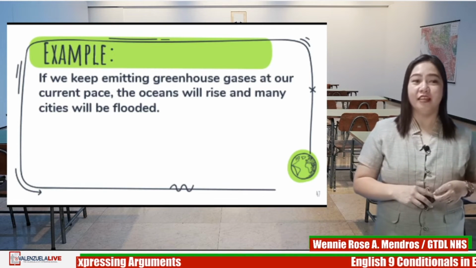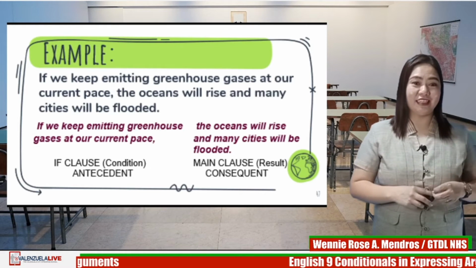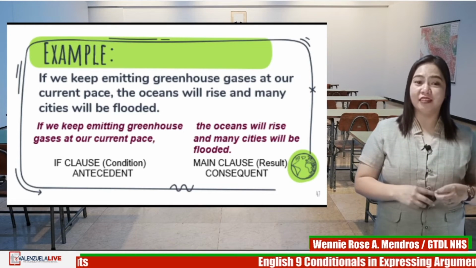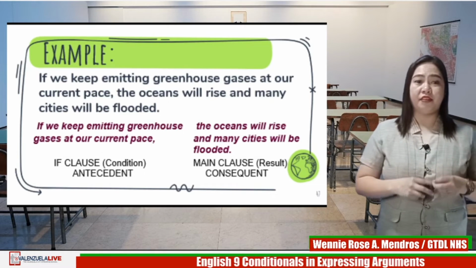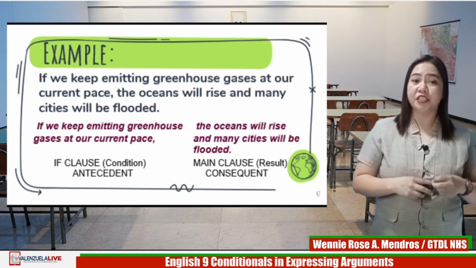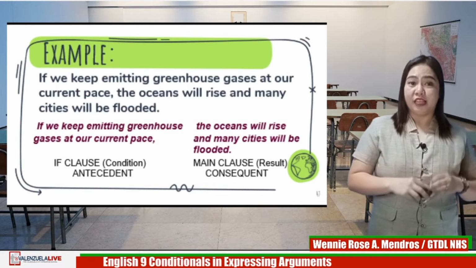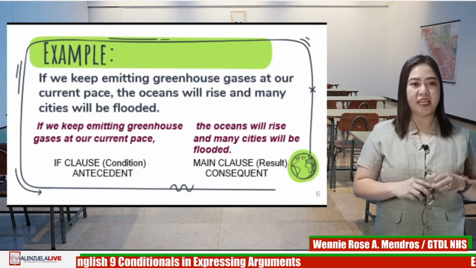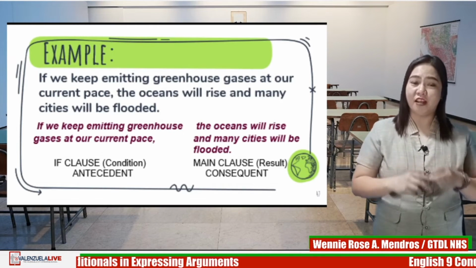That's right. The if clause or the condition is our antecedent. And the main clause or the result is our consequent. The condition described in the antecedent is believed to be sufficient under circumstances described in the consequent. To say that it is sufficient means it is enough. We don't need anything more to prove the result.